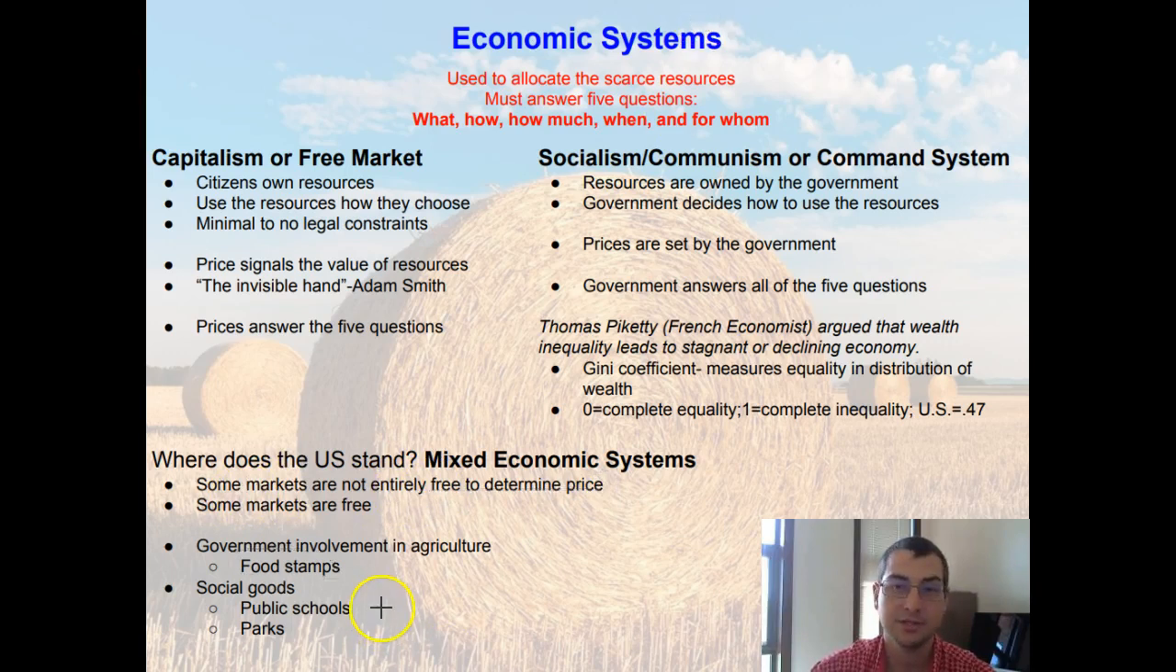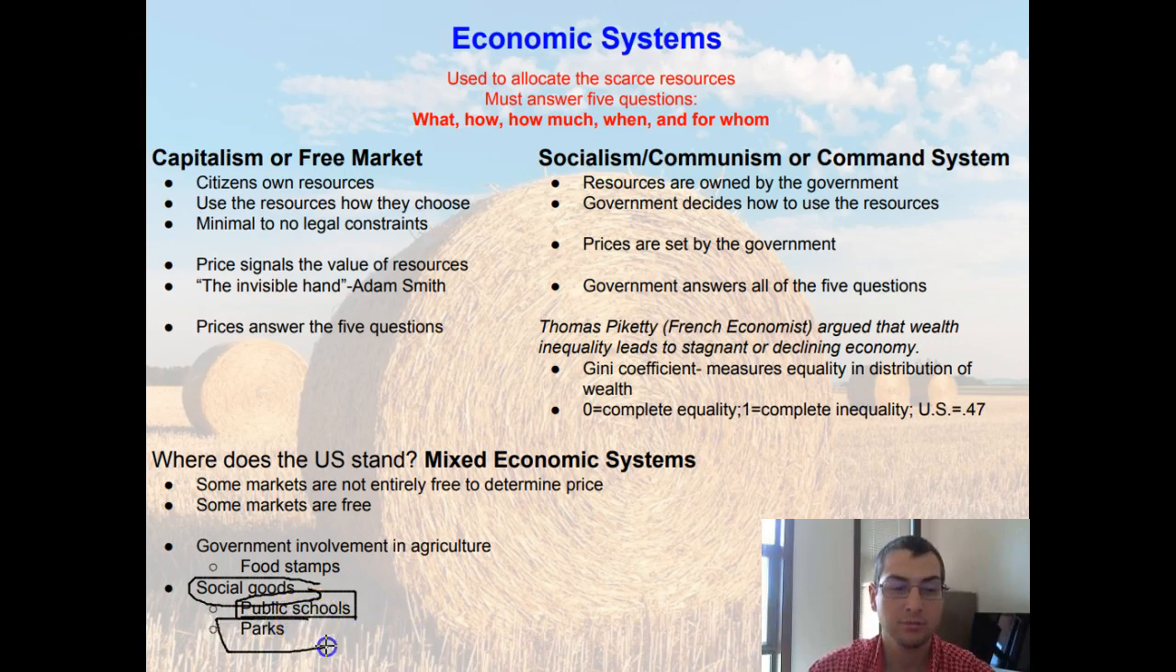Another aspect here in the United States where you see a lot more of this command system is the allocation of public goods, or social goods. As far as public schools go, if the United States weren't allocating resources and dictating where these resources are going, we would not have public schools. And the only schools we would have is private schools that you would have to pay for your kid to enroll in. Now, that would deteriorate the public school system in the United States.